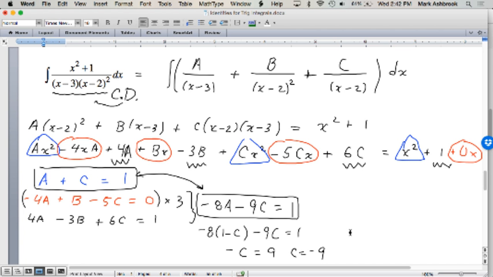And if c is negative 9, then a has to be, from this one, 10. Then we could use either one of these to figure out what b is. Use the bottom one. So 40 minus 3b plus negative 54 equals 1. Negative 5. So you got that too?